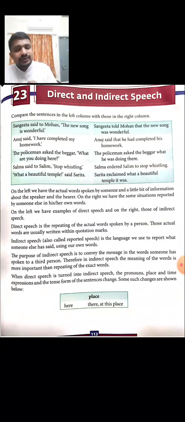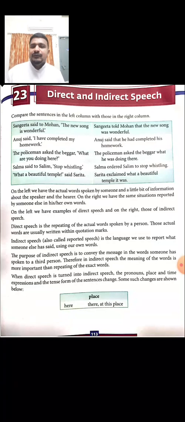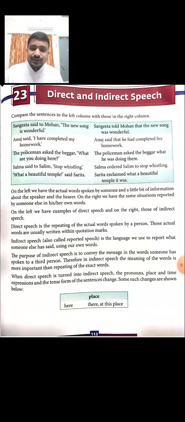So, the meaning gets importance in indirect speech rather than repeating the exact words. When direct speech is turned into indirect speech, the pronouns, place, time expressions, and the tense form of the sentences change. What are these things? Place will be changed, pronouns will be changed, time will be changed, and then the tense form of the sentence will be changed. Now, with those changes, we are going to see.